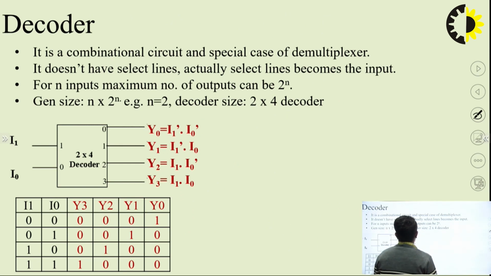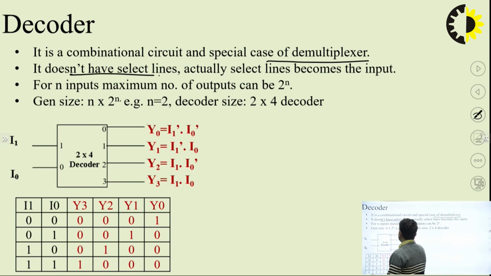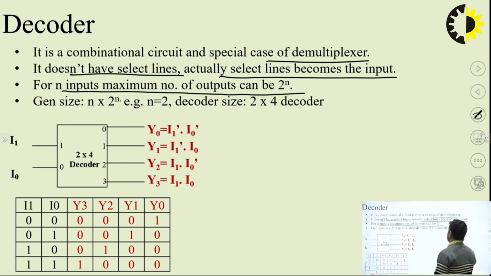So now coming to decoder. Decoder, like multiplexer, it is also a combination circuit and is a special case of demultiplexer. Why it is called a special case? Because a demultiplexer has a select line, but a decoder doesn't have select lines, and actually those select lines become the input. Okay. And for n inputs, maximum number of outputs can be 2 raised to power n.